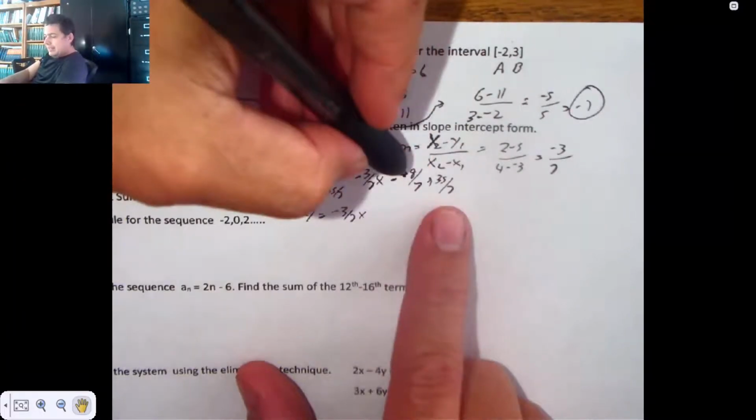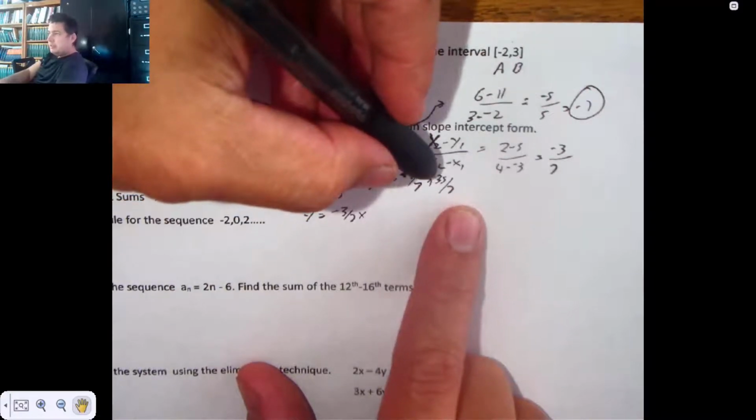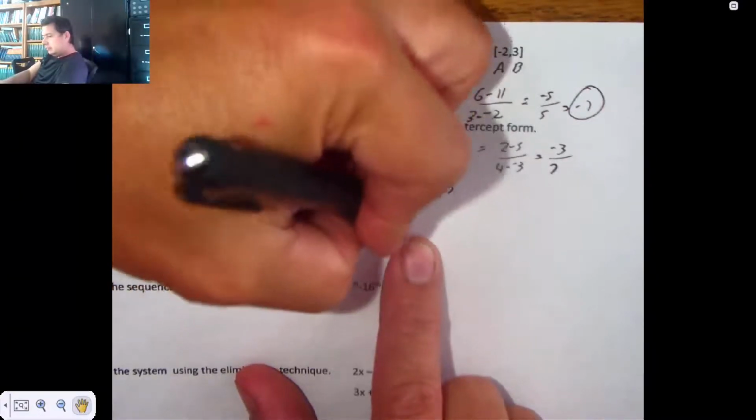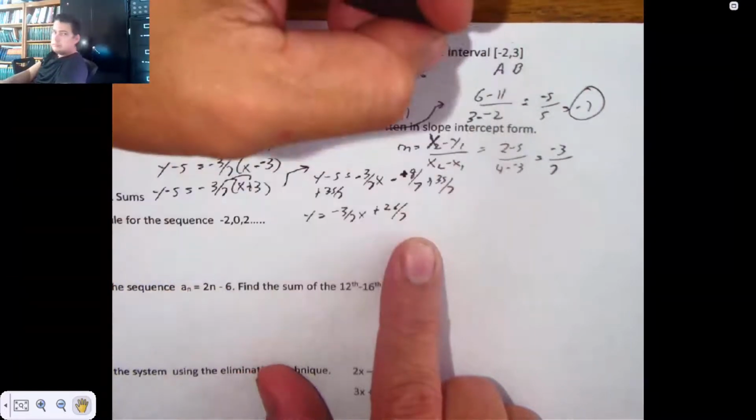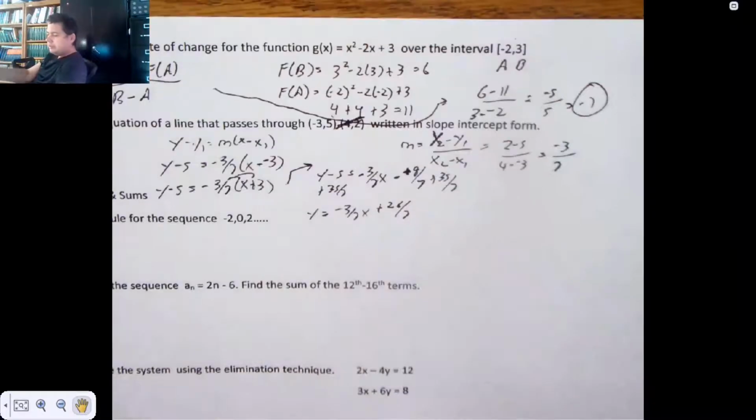I have a -9/7 that I'm going to add 35/7 to. And that's what? 26/7? That seems right. 35 minus 9, 26. Yeah. All right, so there's that.